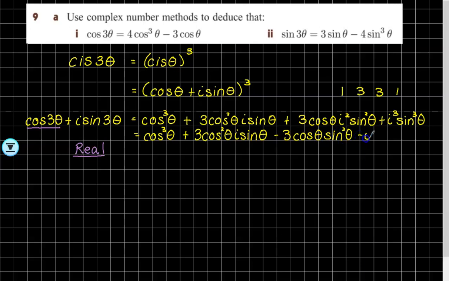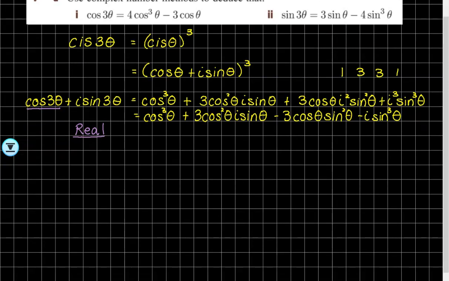And this would be minus i sine cubed. You good with that? I'll stop for a minute. Left-hand side of the real is cos 3 theta. Boy, there's a lot of 3's and thetas that I have to say this morning.